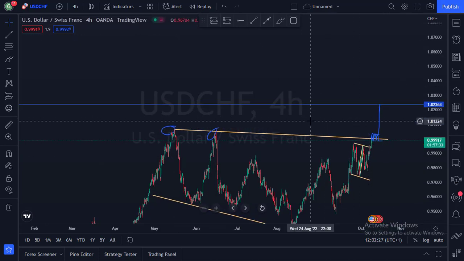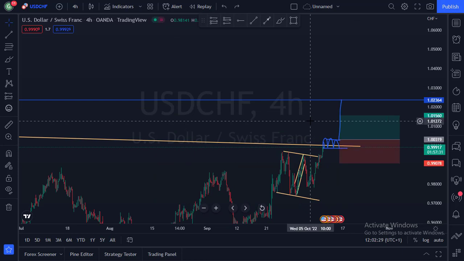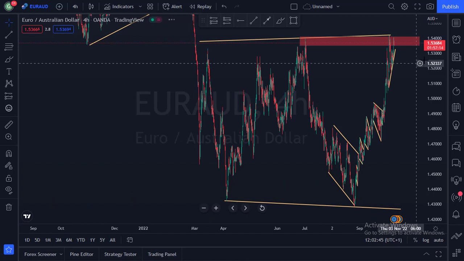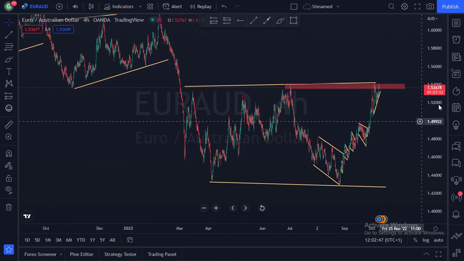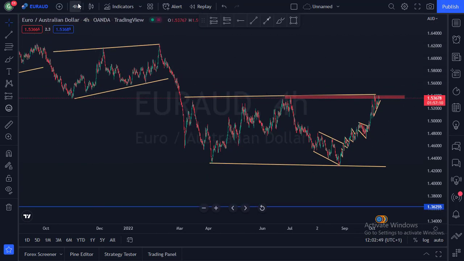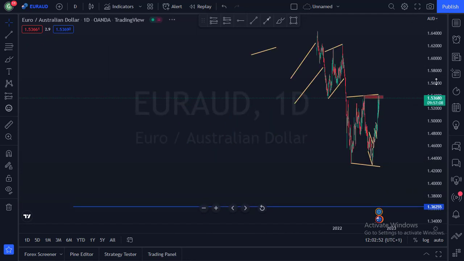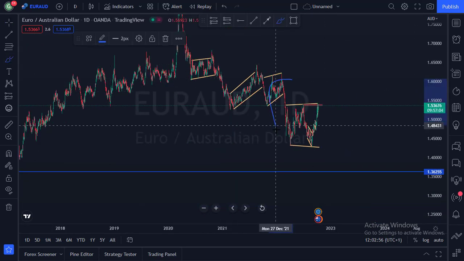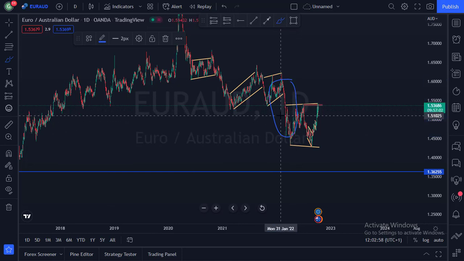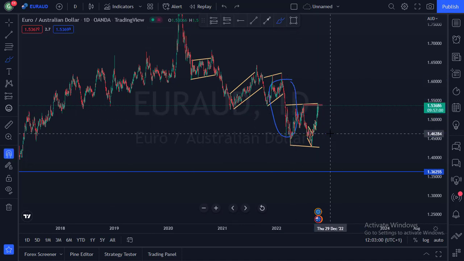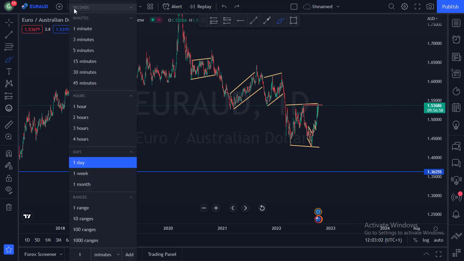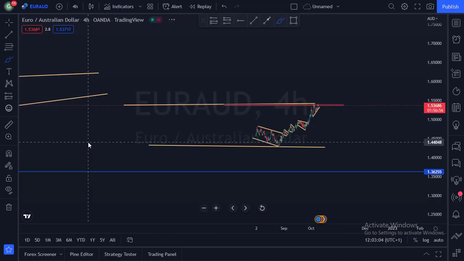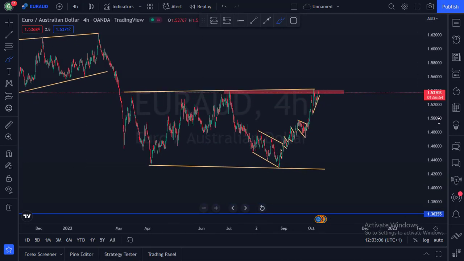Okay, so that's the bias on CHF, USDCHF. Now Euro AUD. This is actually looking more like a sell for me. So why am I looking for a sell? If you go to the daily time frame, you can clearly see that there was an impulsive move from this price down there, and the whole of this can be seen as a correction, which is the first thing you want to do.